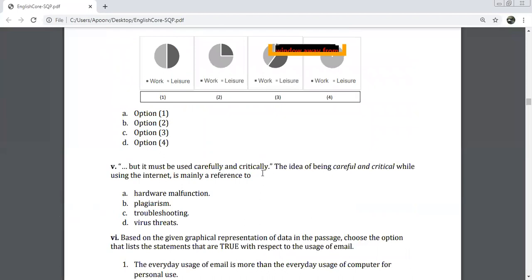But it must be used carefully and critically. The idea of being careful and critical while using the internet is mainly a reference to what? You have 4 options. I'm giving you these. Please read the question. I'll go back to the passage. You give me the answer.